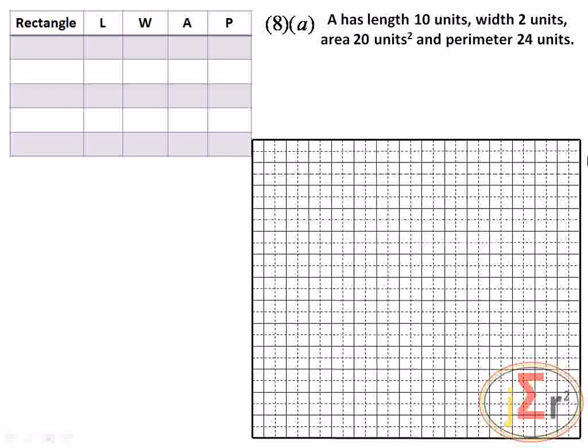A is the one that is given to us. It has length 10 units, width 2 units, and the area 20 units squared. So, no difficulty. 10 multiplied by 2 is 20. And in order to find the perimeter, we can add 10 to 2, then another 10 with another 2, and that will give us 24. Or we can use 2 times the sum of the length and the width. So we'll have 2 times the sum of 10 and 2, and that will give us 10 plus 2 is 12. Multiply that by 2, that's 24.